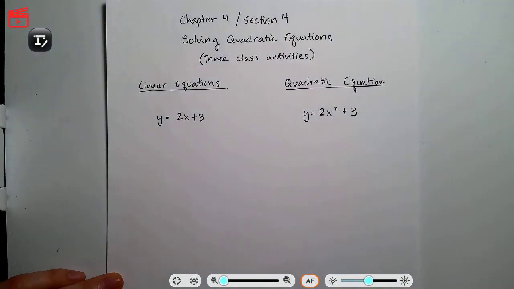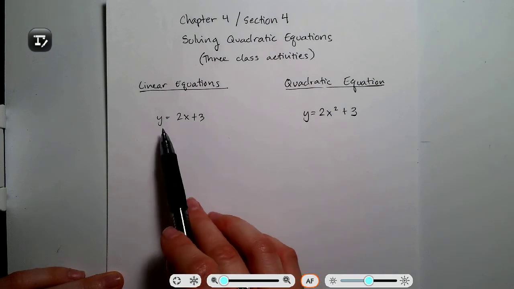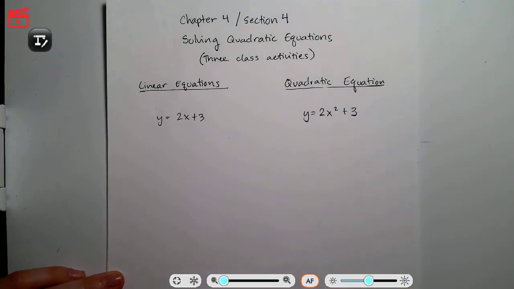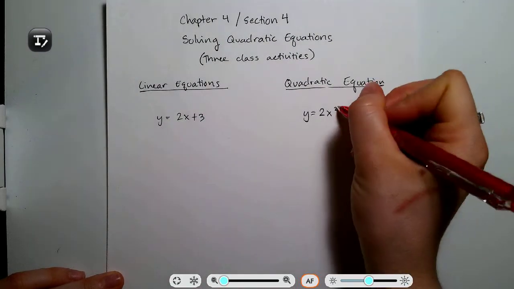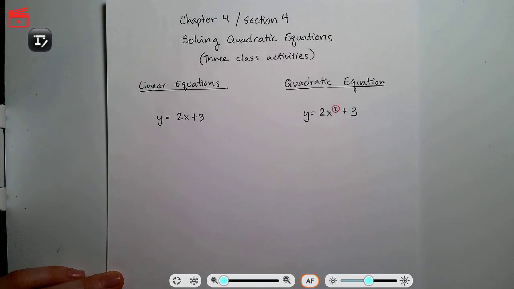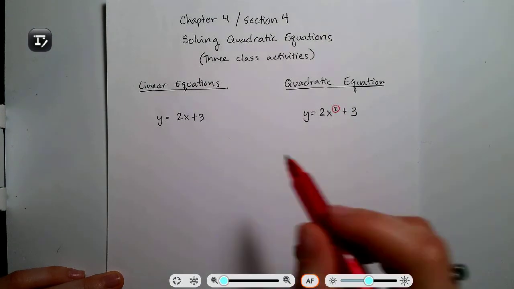Take a look at these two equations. One is linear, this one, and the other one is quadratic, this one. And there are very different methods used to solve these equations. What is the difference between these two equations? Well, the only difference is this little thing here, the exponent on the x. Okay, that's what makes it different.